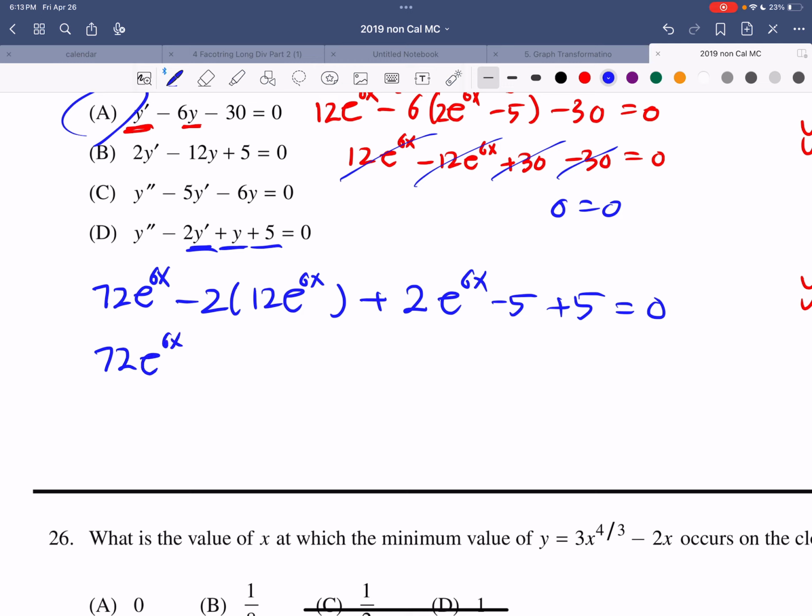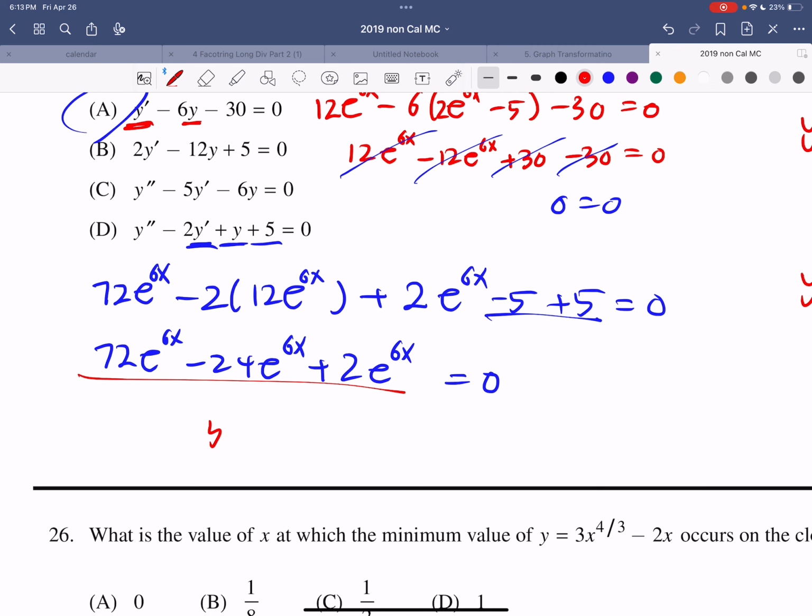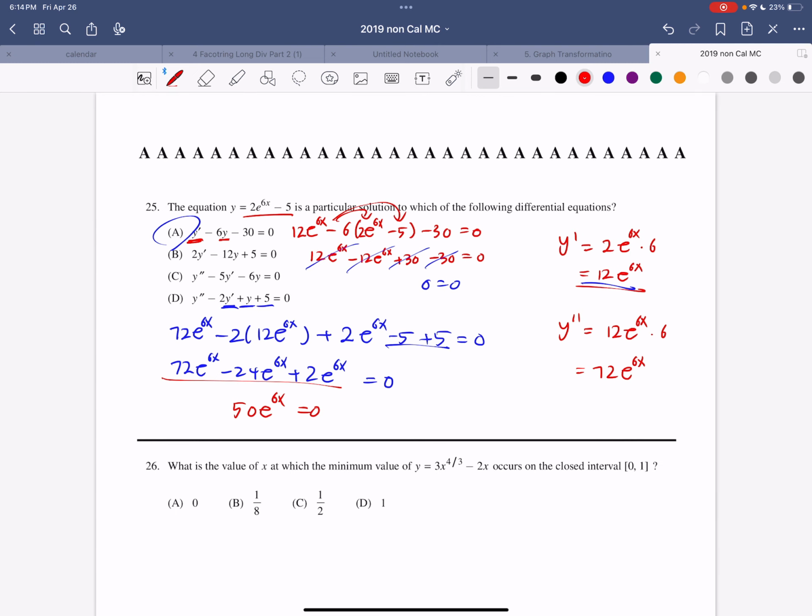-2 times 12 is -24e to the 6x plus 2e to the 6x. Negative 5 plus 5 is equal to 0, so nobody cares. And as you can see, this is obviously like -50e to the 6x equals 0, which is not true, so that cannot be the answer. So answer is A.